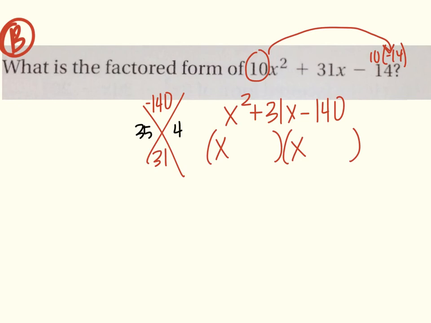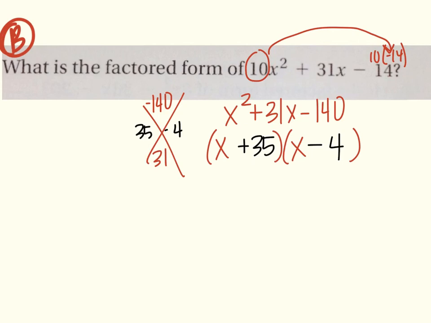I know I'm trying to subtract to get 31 because my signs are going to be different, because that last number is negative. So that helped me to know that my factors were going to be 35 and 4. And then I need to have positive 31 when I combine them, so that means my bigger number has to be positive. So I'm going to do plus 35 and minus 4.